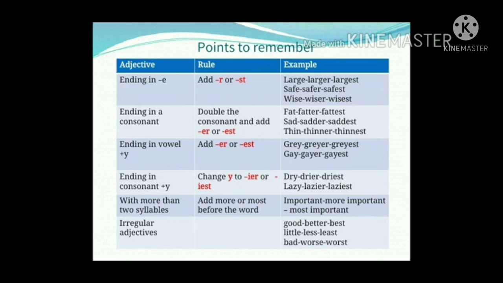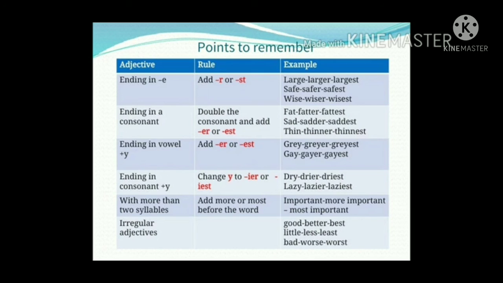Then, adjectives with more than two syllables. The adjectives which have more than two syllables add more or most before the word. If the adjective contains more than two syllables, then we don't have to change it by adding ER, IER, EST or IEST. Okay, they will change completely differently. For example, we have to add more or most in the comparative and the superlative forms respectively. For example, important, three syllables are there, means more than two syllables, so it becomes more important and most important. Same with others: educated, more educated, most educated, and so on.